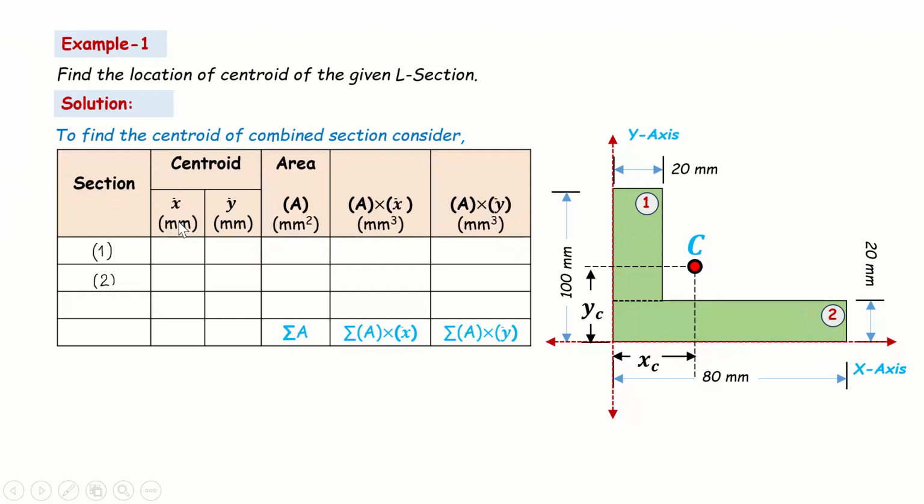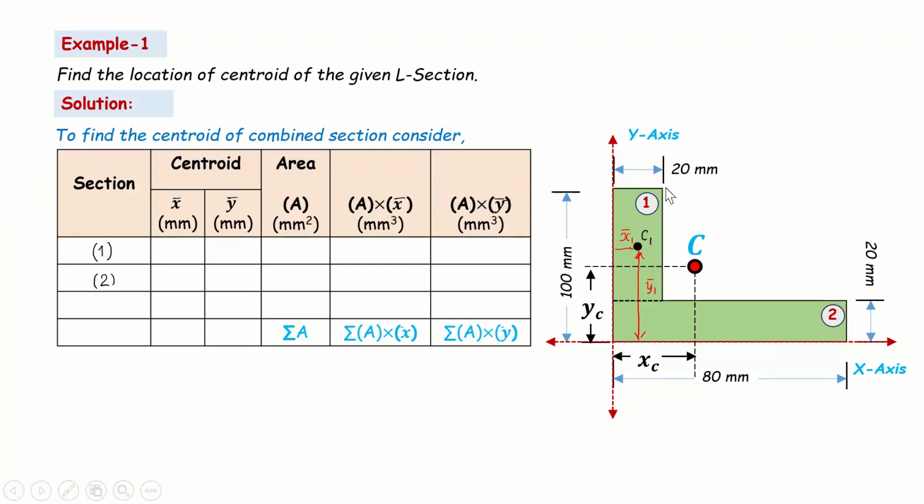Now we will find out the centroid of each section. The centroid of section 1: this particular rectangle will have its centroid over here. I can call this the centroid of section 1. It is going to have x and y coordinates, friends. This is the x coordinate of centroid, that is x1 bar, and this is the y coordinate of centroid of section 1, which you can call y1 bar. So for C1 we have x1 bar and y1 bar.